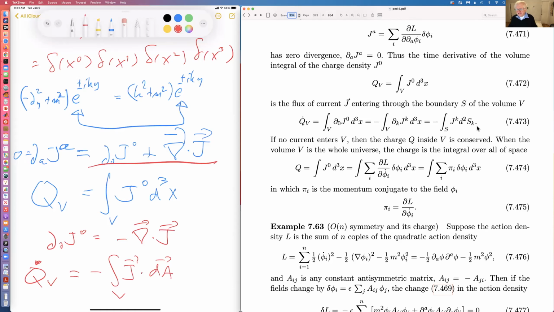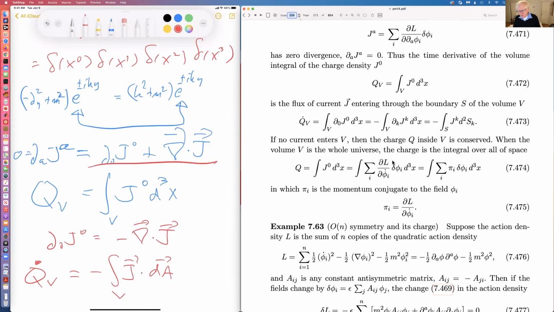And if the surface is at infinity and nothing is happening at infinity, then the total amount of charge Q is conserved. So the integral over all space is conserved.